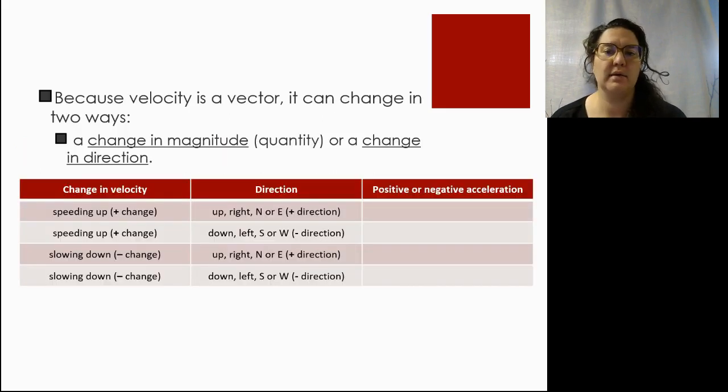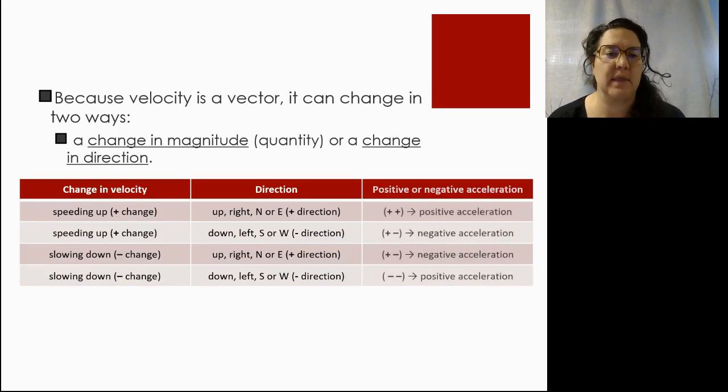Now, because velocity is a vector, it can change in two ways. It can change in magnitude, quantity, so it can become faster or slower, or it can change in direction, left or right. So speeding up would be a positive change. Going north, east, up, or right would be a positive change. And we would use the symbol positive or write the letter of direction.